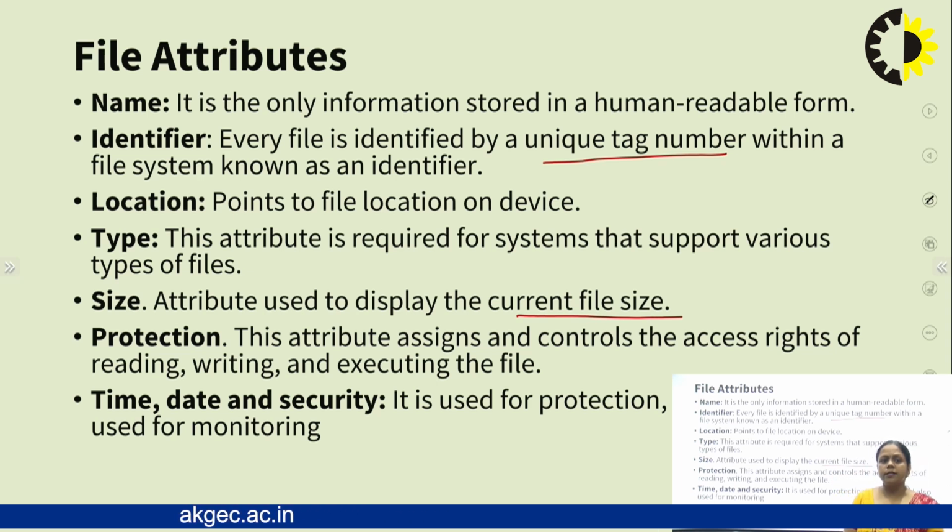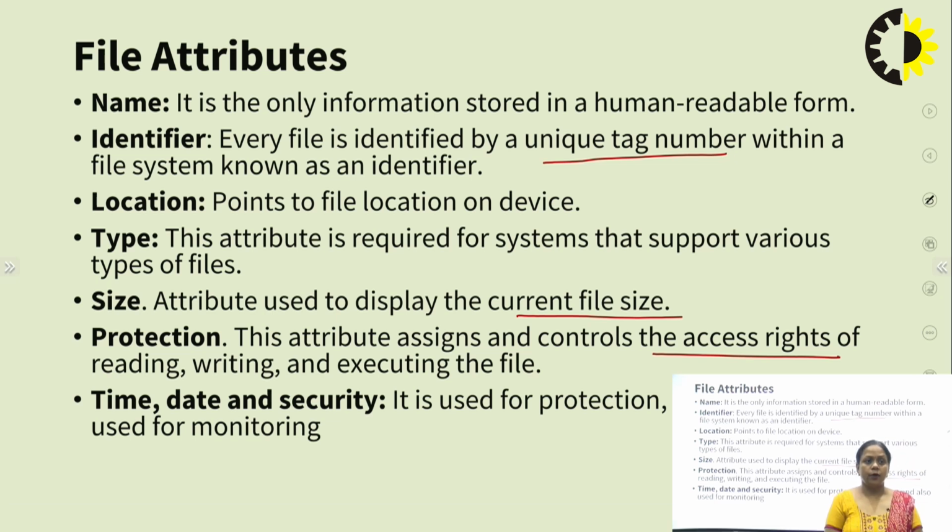Protection. This attribute assigns the access rights for reading, writing and executing the file. So for the protection of a particular file, we have some access rights for the user. It can be read, it can be written, it can be executed. So according to the access rights, the user can use these files. Now next is time, date and security. It is used for protection, security and also for monitoring. So when this file is created, the time and date will be saved here. And it is used for the security or monitoring of the file.